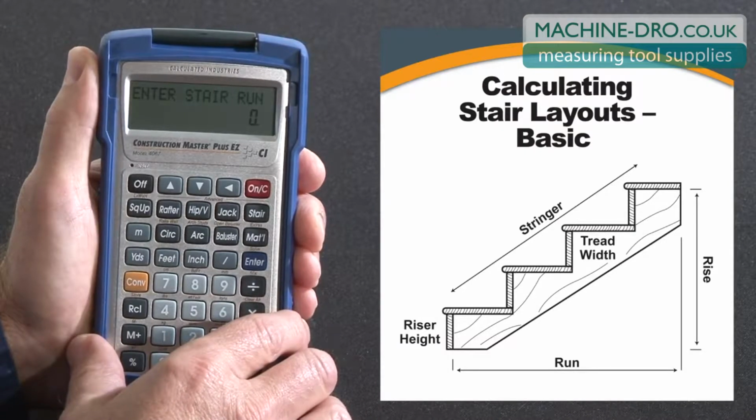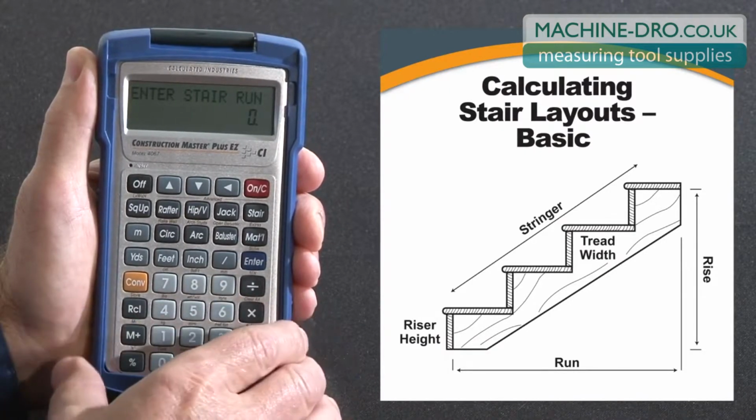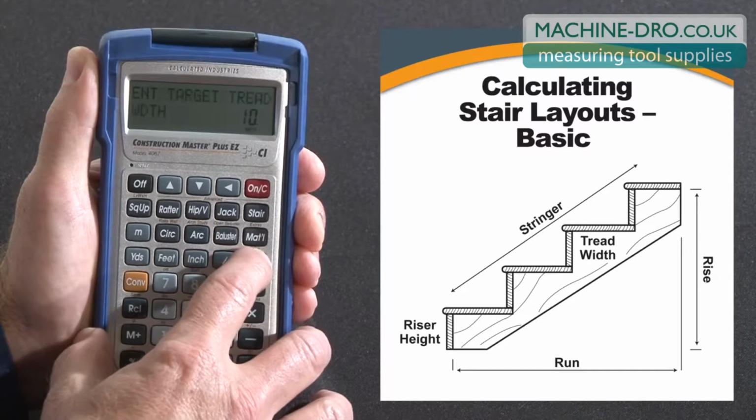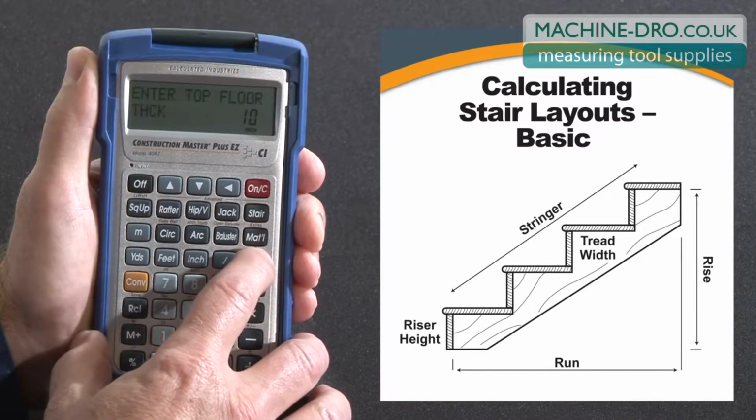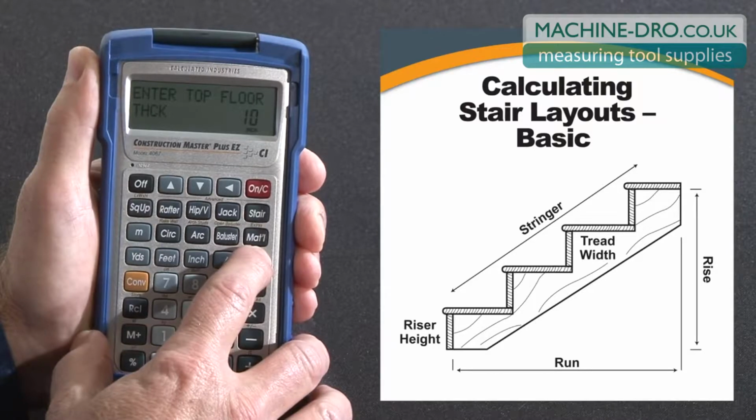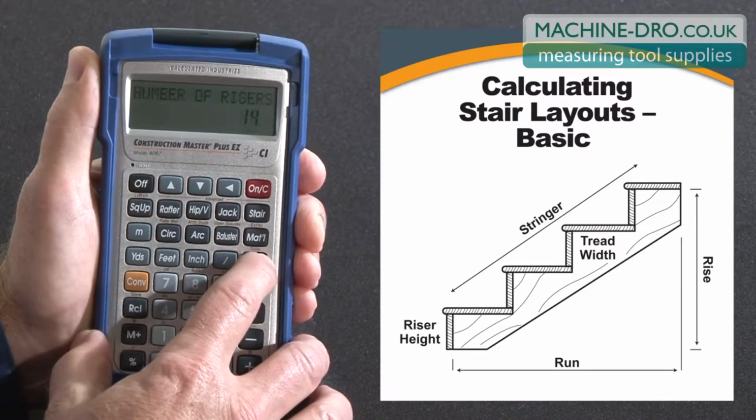Enter the run of the stairs. Well, this doesn't have any horizontal constraint on this stairway, so we're not going to enter a run. The target tread width is 10 inches. That's fine. That's a default value. The floor thickness, top floor thickness, is 10 inches. That's a default value. That's fine. The headroom, 80 inches. That's okay.